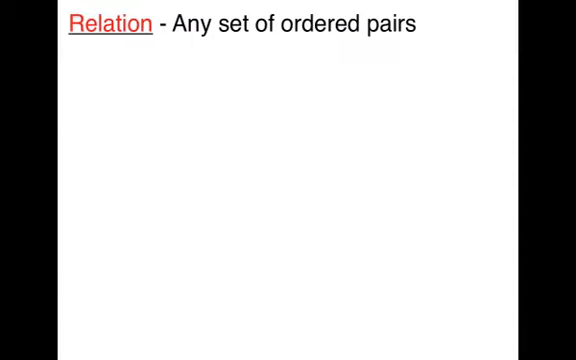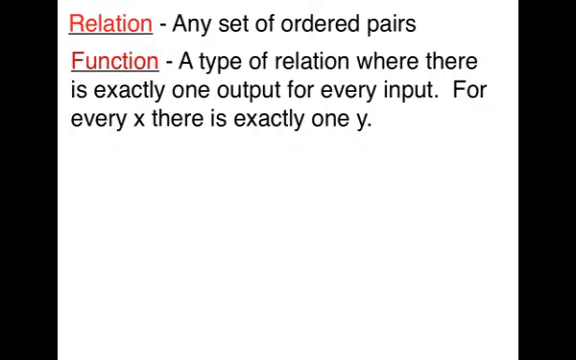All right, some definitions here. A relation is any set of ordered pairs, so a set of an x and a y coordinate. We talked about those in section 1-10. A function is a special type of relation. It's a type of relation where there's exactly one output for every input, which means for every x there's exactly one y.